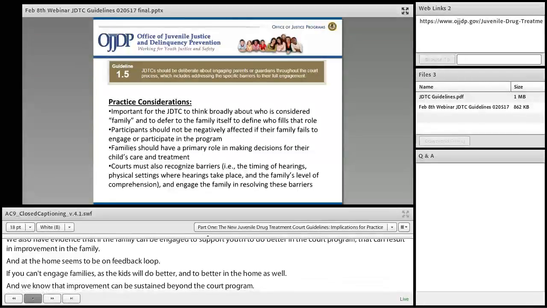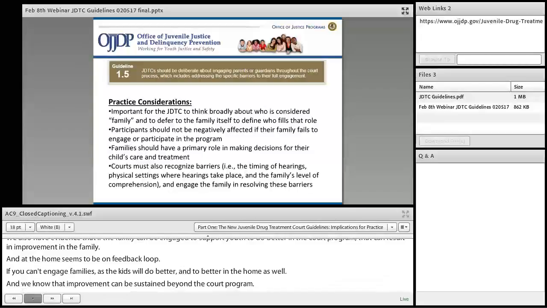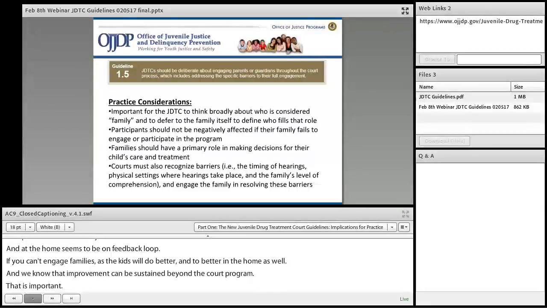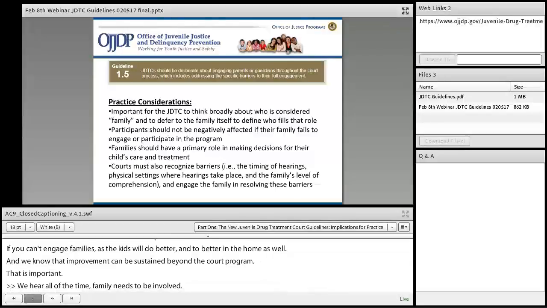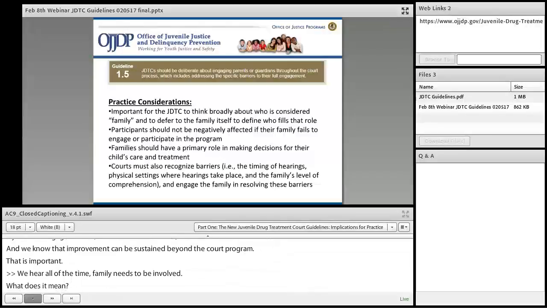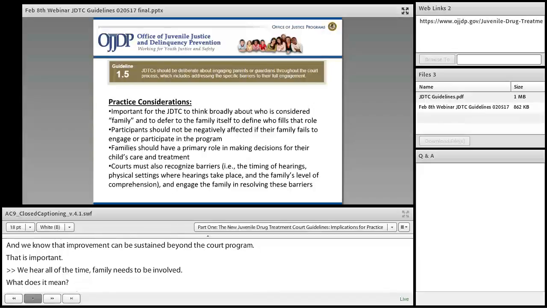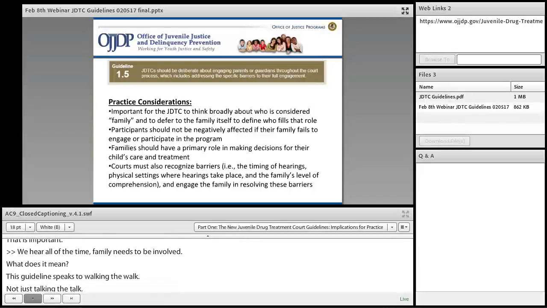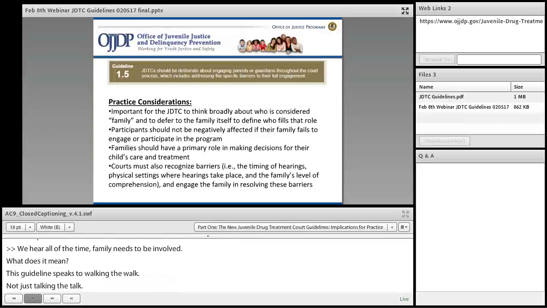So we hear all the time, families need to be involved. What does that mean? This guideline really speaks to walking the walk, not just talking the talk. It's important for the court to think broadly about who is considered family. The only people that can tell us that are the family themselves.